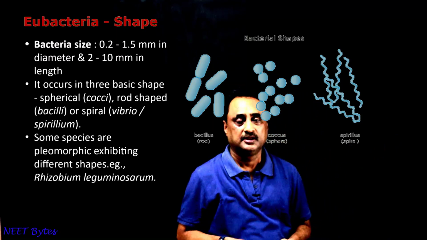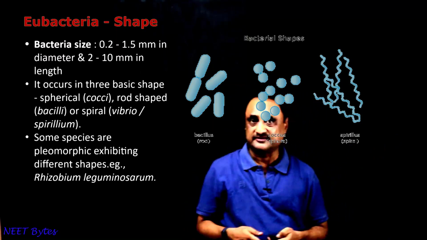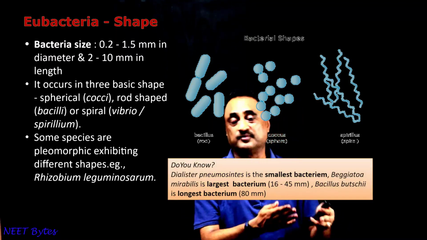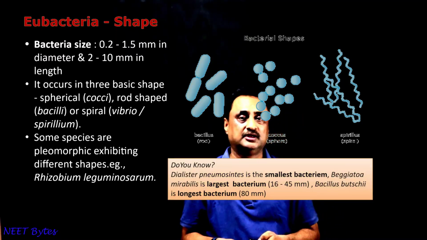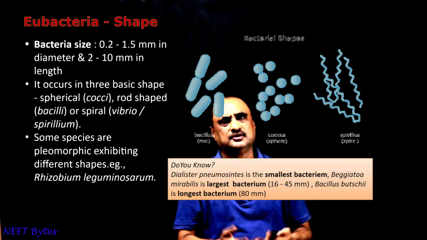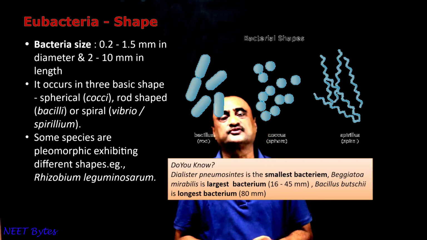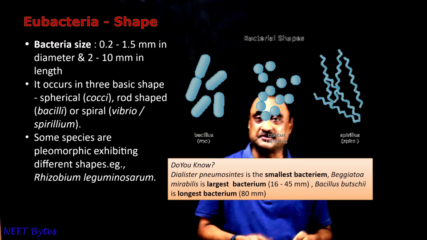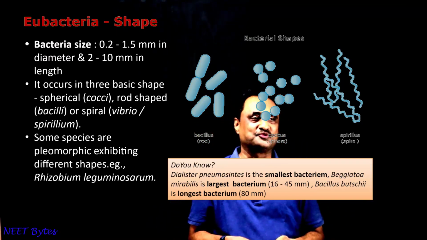In addition to that, there is some other information. Let me add it over here. This information is not very important from the NEET perspective, just for general knowledge: what is the smallest bacteria, what is the largest bacteria, and what is the longest bacteria. These names are in front of you.